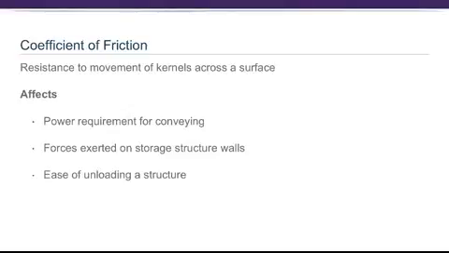Finally, it's going to affect the ease of unloading a structure. The friction of the kernels with each other is going to affect the flow of the grains, and also, of course, when you're cleaning out the bottom, what's remaining in the bin, the amount of friction involved there is going to affect how easily that material flows out.